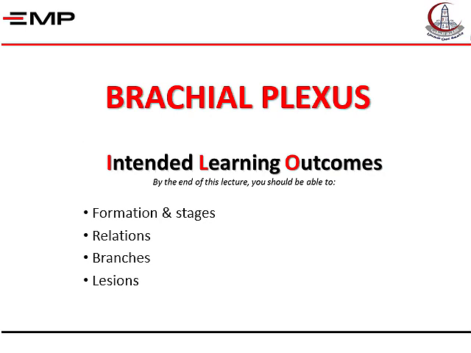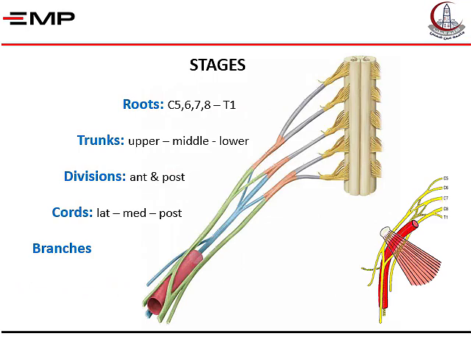Now, in the third part of this lecture, we will study the brachial plexus, how it is formed, its stages, its relations, its branches, and the effects of its lesion. The plexus is made of 5 stages: a stage of roots, stage of trunks, stage of divisions, cords, and finally branches. The roots are in the neck. They are made of the ventral primary divisions of the spinal nerves number C5, 6, 7, 8, and T1.